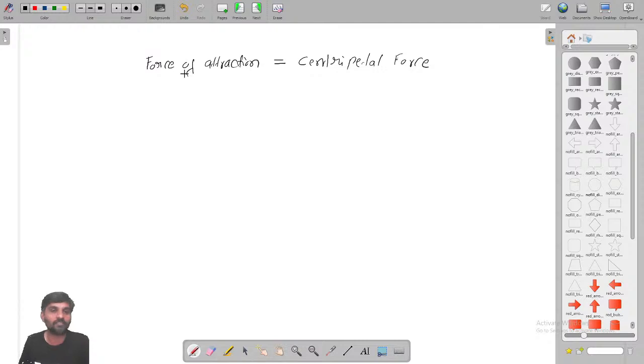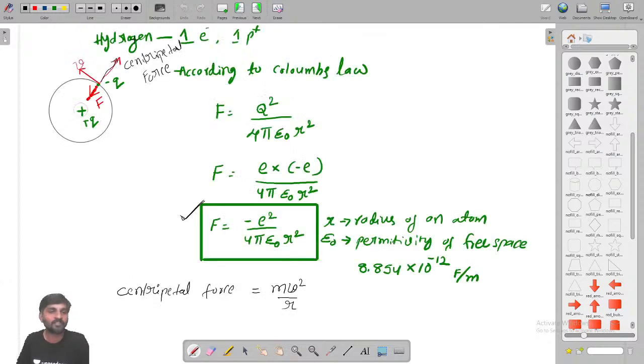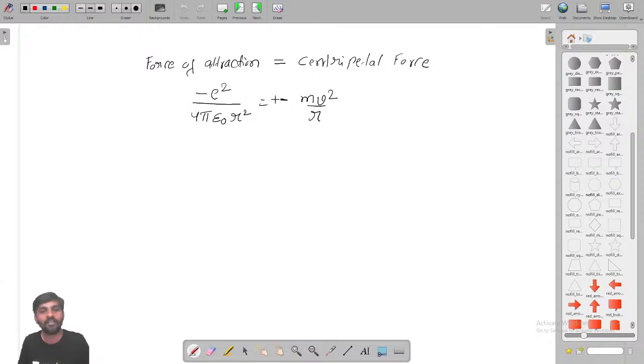So what is the force of attraction which we have discussed, sir? This is going to be minus e square by 4 pi epsilon naught into r square, which is also equal to mv square by r. I am putting a minus here. Why minus, sir? If you look at the previous case, the force of attraction and the centripetal force are in opposite directions. That is the reason why I am putting the minus here. I'll put this in red.